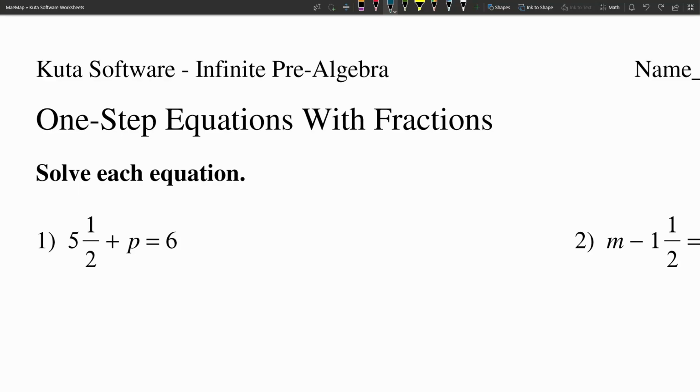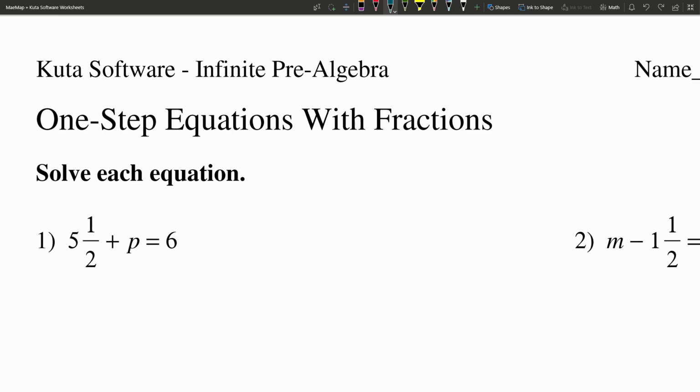Hello everyone! In this video, we're going to go over the Kuta Software Infinite Pre-Algebra free worksheet, one-step equations with fractions. Very similar to the one-step equations with decimals and the one-step equations with integers, except we're just working with fractions. So let's dive into number one.